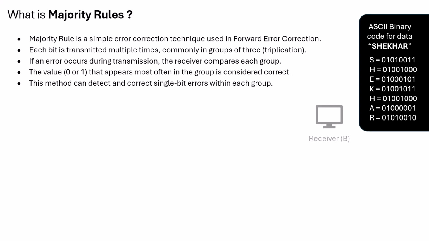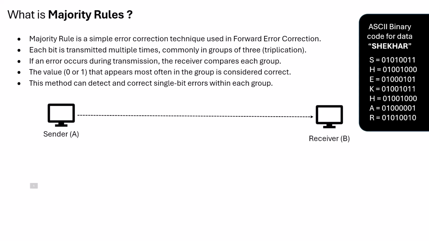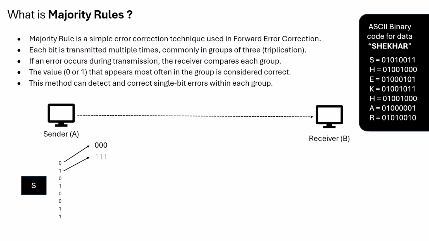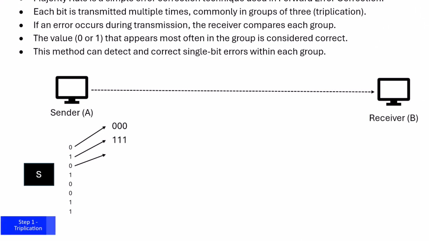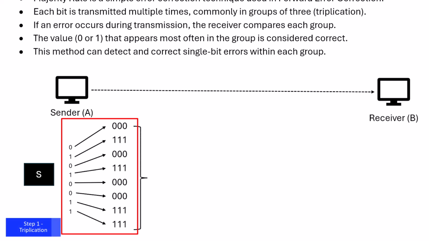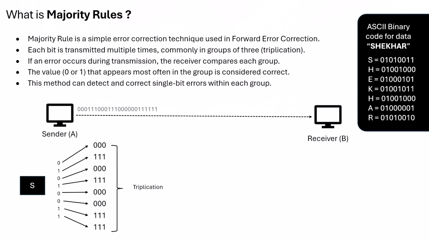Here is an example. We want to send the data "shekhar" from computer A to computer B. We get the ASCII binary code for our data at computer A. Here is the ASCII binary code for the data "shekhar". In majority rule, this process is completed in 3 steps. Step 1: replicate each bit 3 times, triplication. In this case, our first character of data is S and its binary code is 01010011. As we are sending each bit 3 times, our bit 0 becomes 000 and 1 becomes 111. Similarly, all bits are updated. This is called triplication.